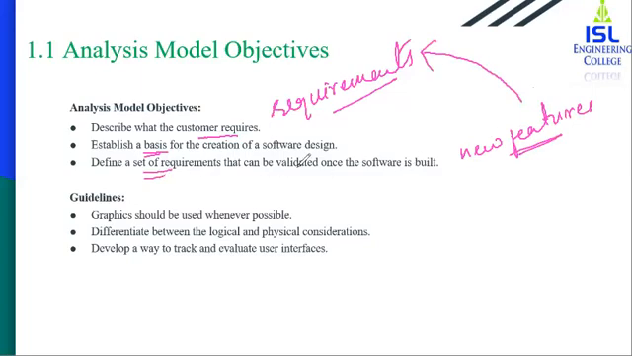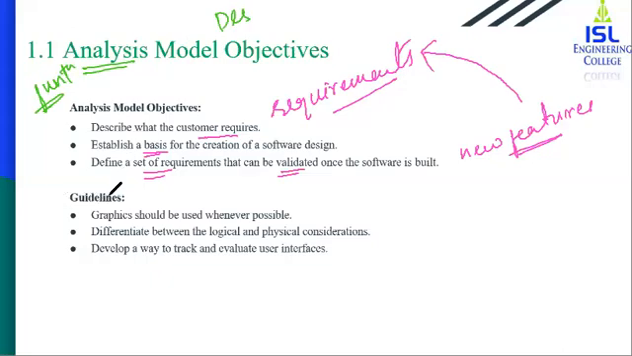So these requirements need to be validated once your software is being built. Now, these are the three objectives. This analysis model is also going to help bridge the gap between the system level description and the functionalities. You're going to have the functionalities and you're going to have the description. Between these, the analysis model is going to fill the gap. I'll be showing the diagram for this.